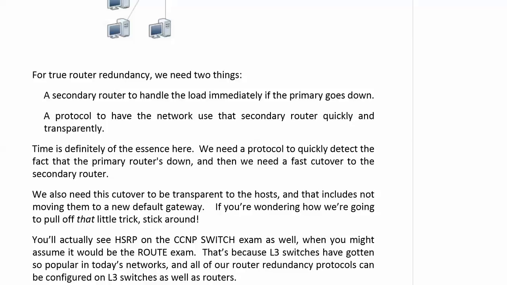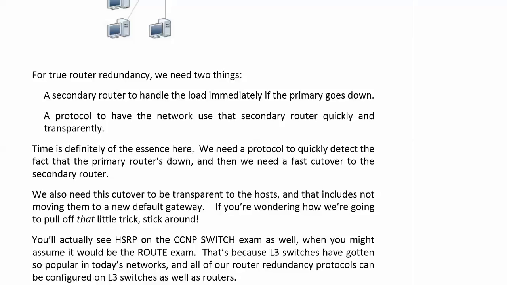We need a protocol to first quickly detect the fact that the primary router is down. Then we need a fast cutover to the secondary router. Okay, sounds pretty easy so far. Here's the tricky part. We need this cutover to be transparent to the hosts. And that includes not moving them to a new default gateway.